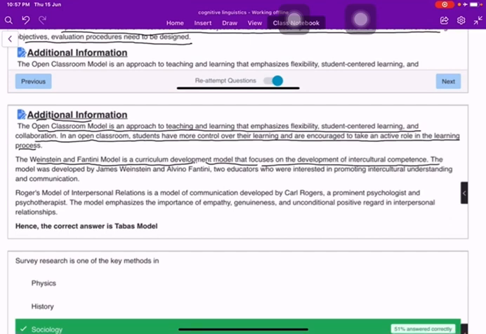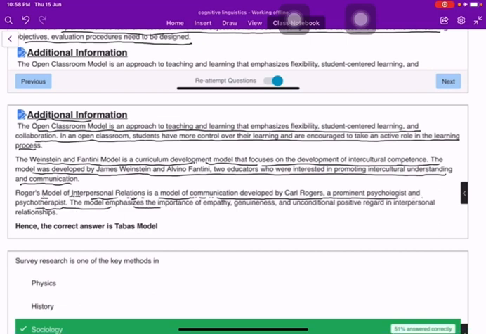competence. The model was developed by James Weinstein and Alvino Fantini, two educators who were interested in promoting intercultural understanding and communication. Rogers' model of interpersonal relations is a model of communication developed by Carl Rogers, a prominent psychologist and psychotherapist. The model emphasizes the importance of empathy, genuineness, and unconditional positive regard in interpersonal relationships.